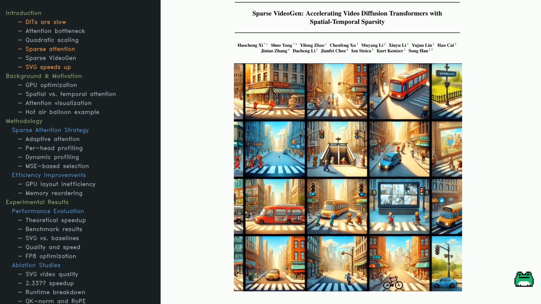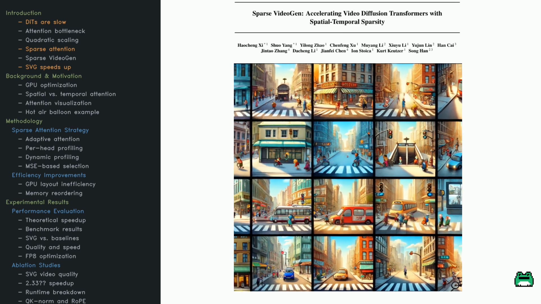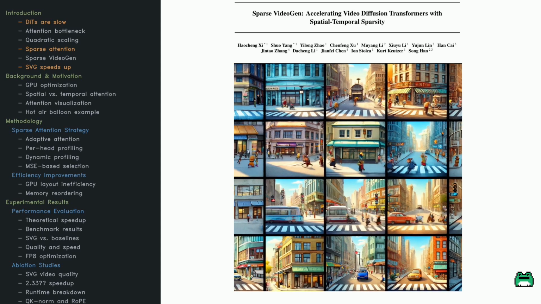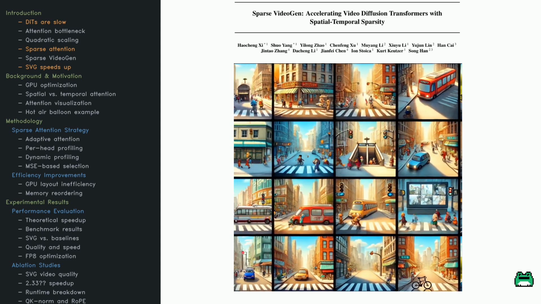Ever tried waiting for a video to generate? It's like watching paint dry in slow motion. But what if I told you there's a way to speed it up without losing any quality? Enter Sparse VideoGen, the superhero of video diffusion models.